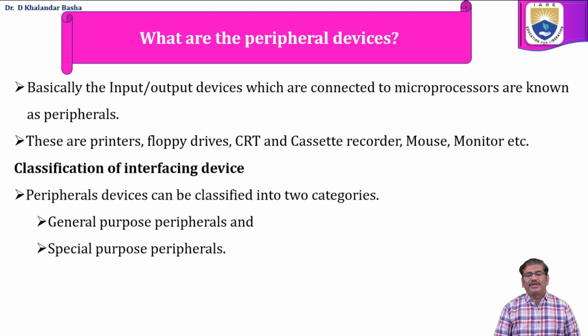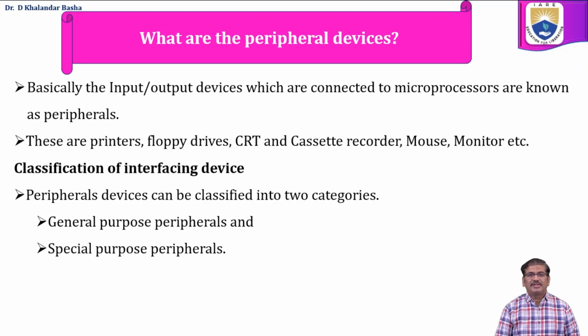So what is a peripheral device? Basically the input and output devices which are connected to microprocessor are known as peripherals. So these are like printers, floppy drives, CRT and cassette recorder, mouse, monitor, etc. Now we will see the classification of interfacing device.